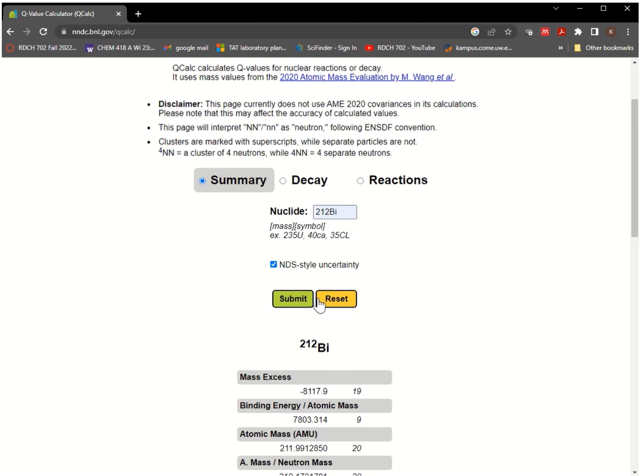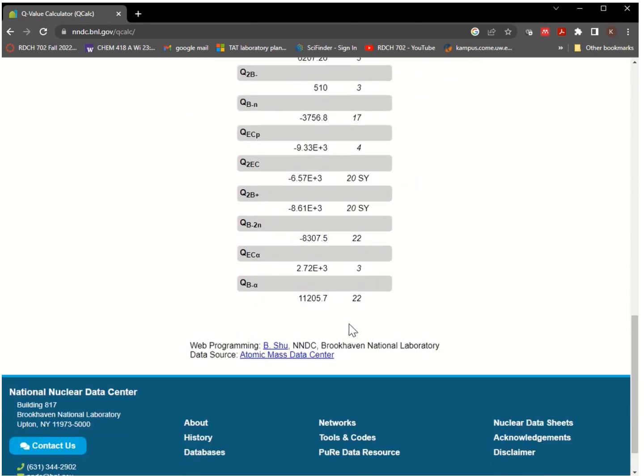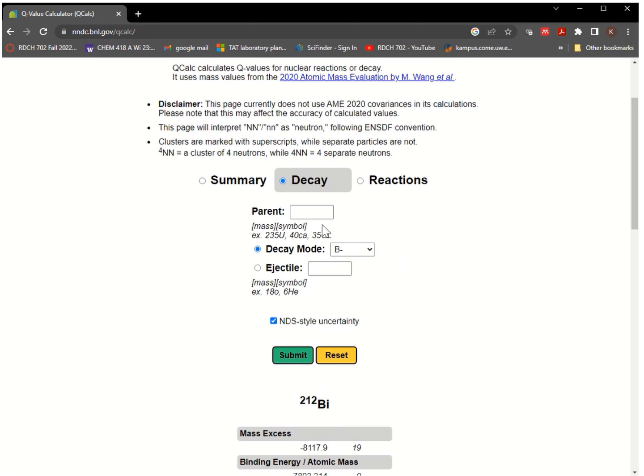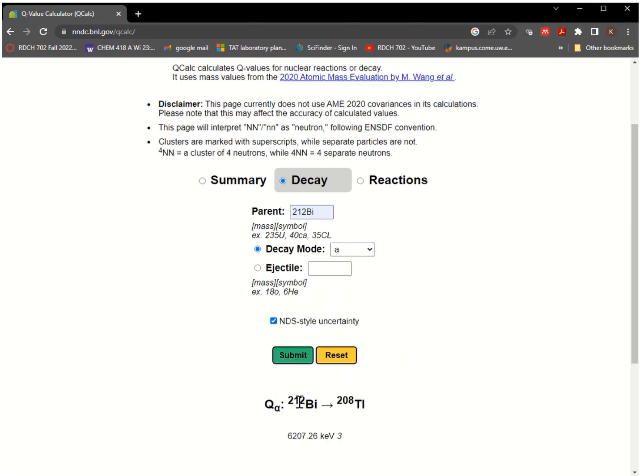So as opposed to getting all this decay data, if one wanted to just get a specific decay, you can put in the isotope, the decay mode, and let's just say alpha, and submit. And the Q value for the bismuth-212 alpha decay to thallium-208 is shown here. And this is the Q value, and keV is listed.